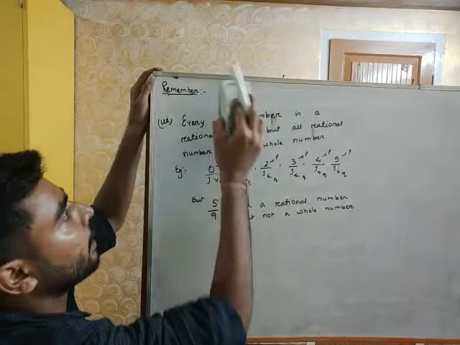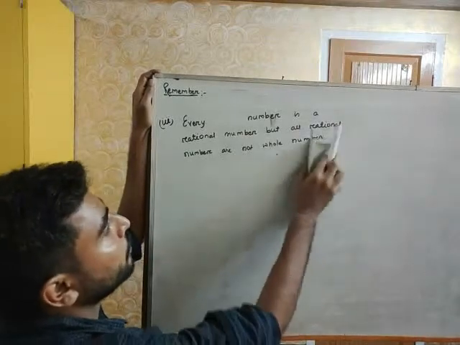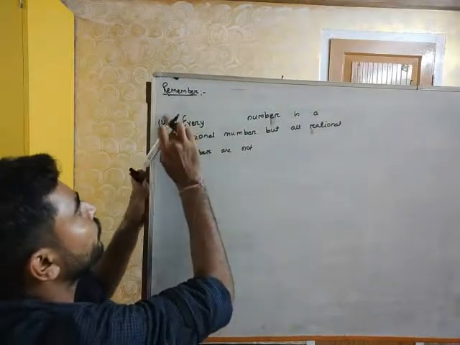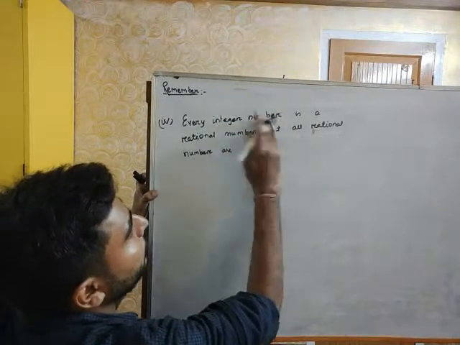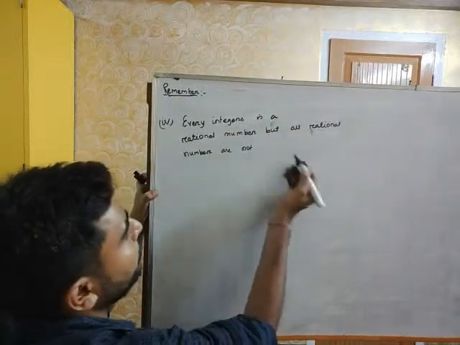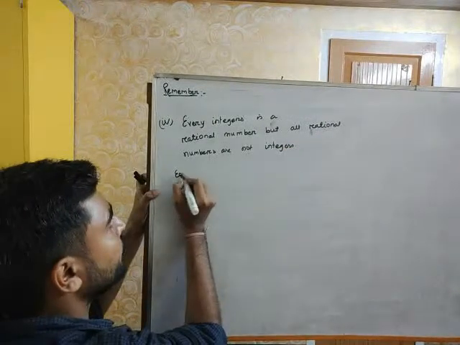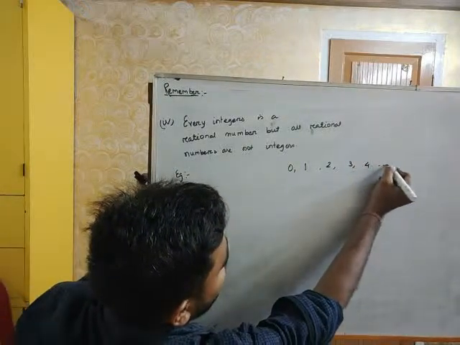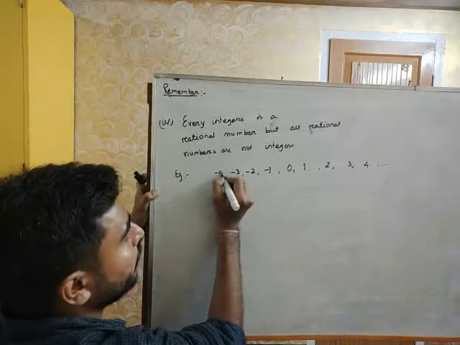Similarly, I can write every integer is a rational number, but all rational numbers are not integers. Point number 4: every integer is a rational number, but all rational numbers are not integers. Example, we all know integers are positive numbers and negative numbers, so on. Here it will be -1, -2, -3, -4, and so on.